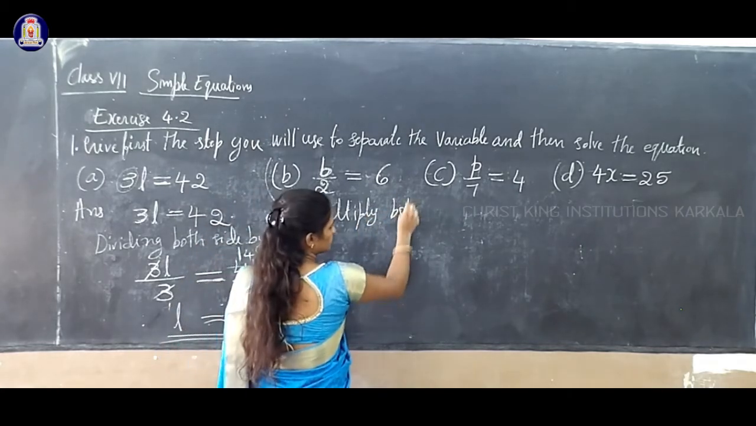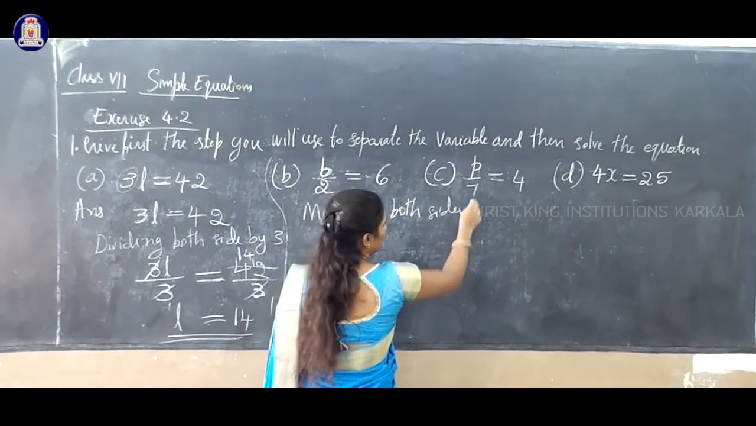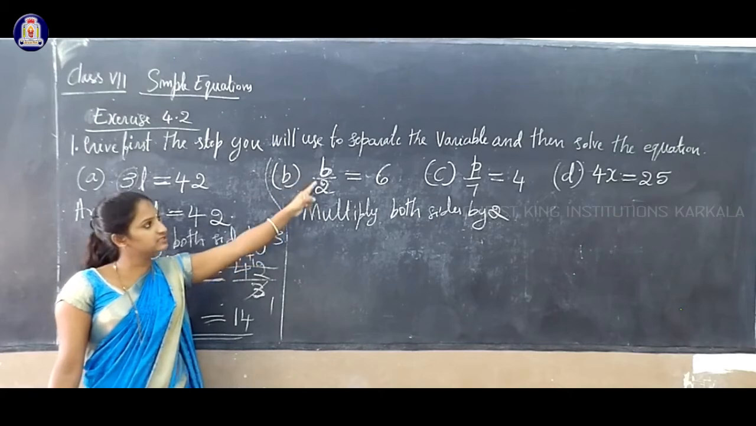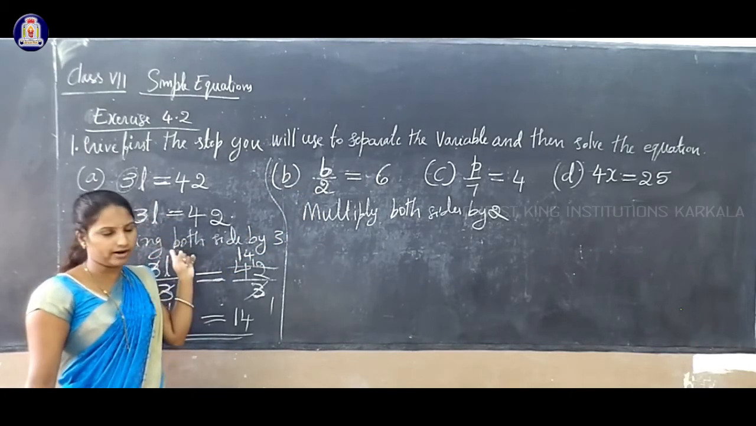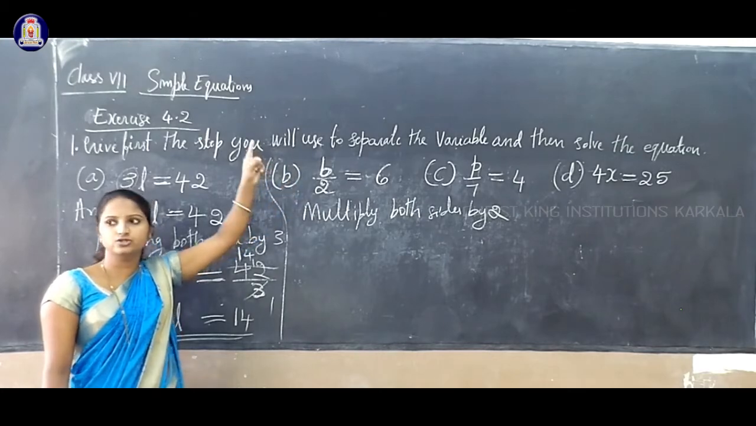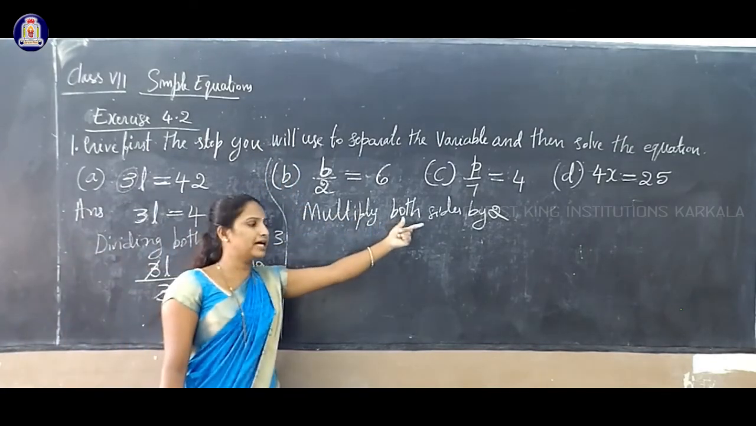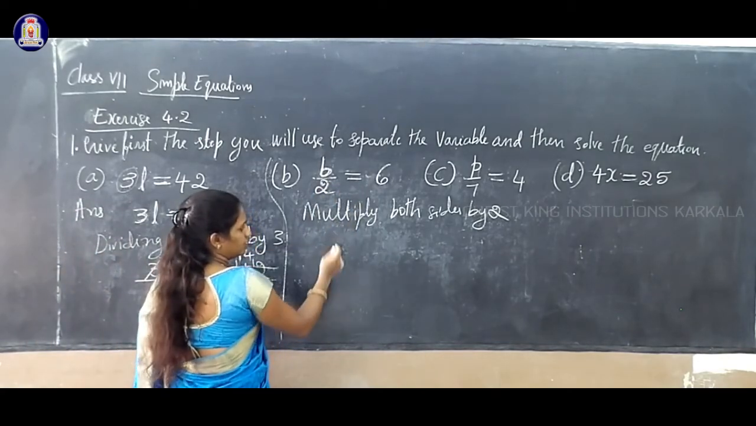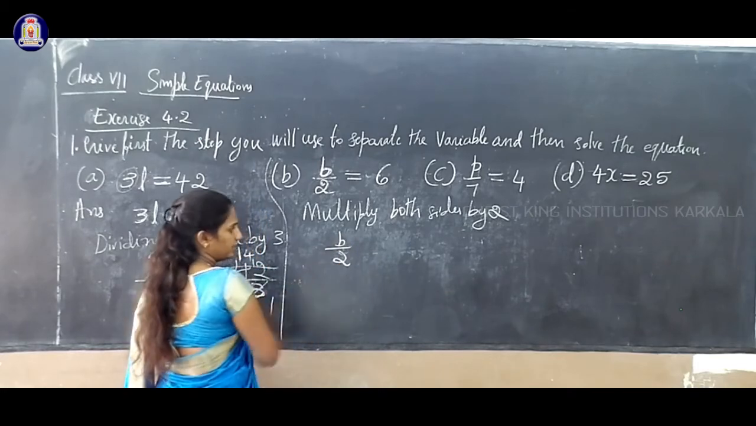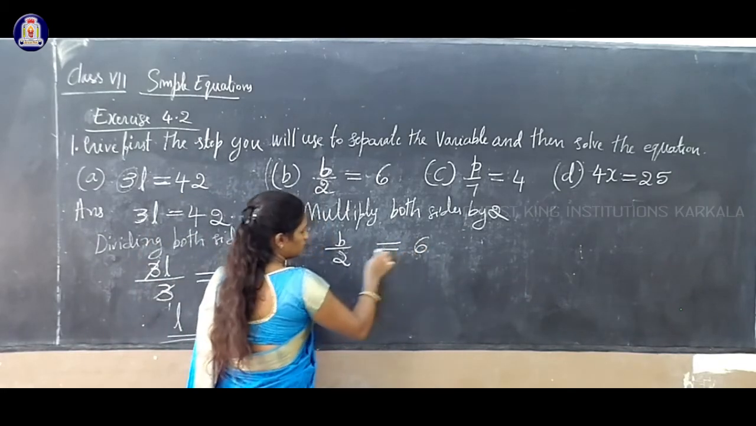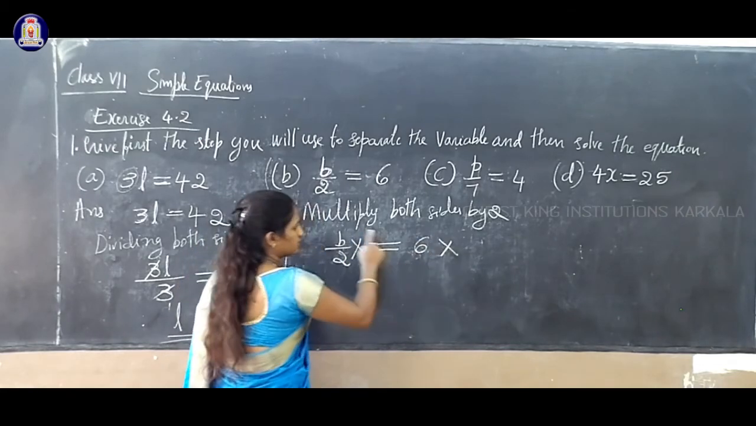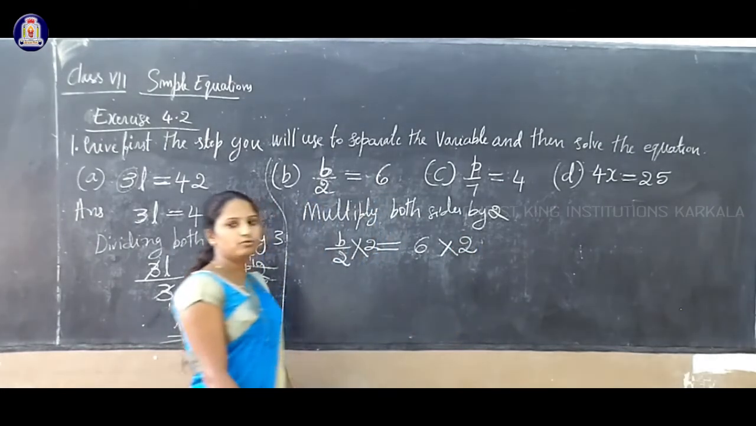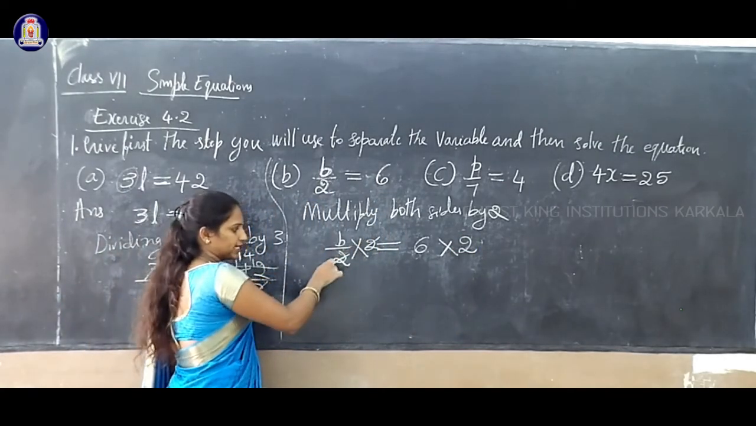Multiply both the sides by 2. Why 2? Because here the denominator is 2. This is divided. Here it is multiplied, so we divided. Here in this question it is divided, so we have to multiply. Multiply both the sides by 2. So B by 2 is equal to 6. After multiplying, B by 2 is equal to 6. So how much do we multiply both the sides? We multiply by 2 to both the sides, and we get 2 and 2 cancelled.